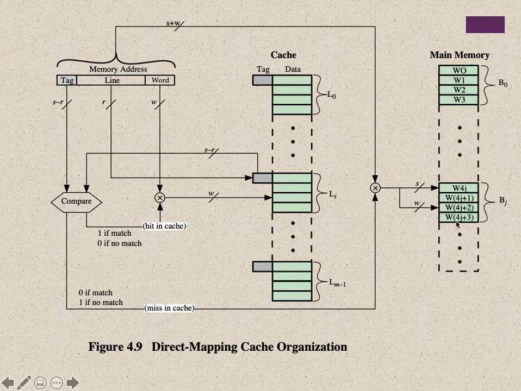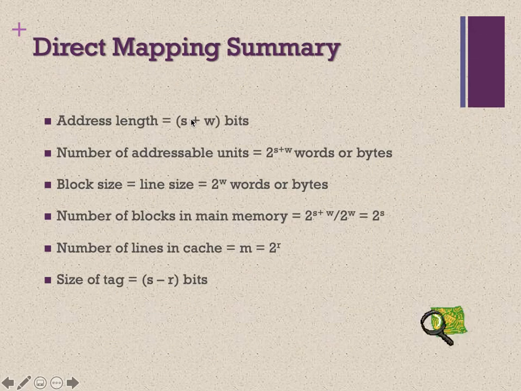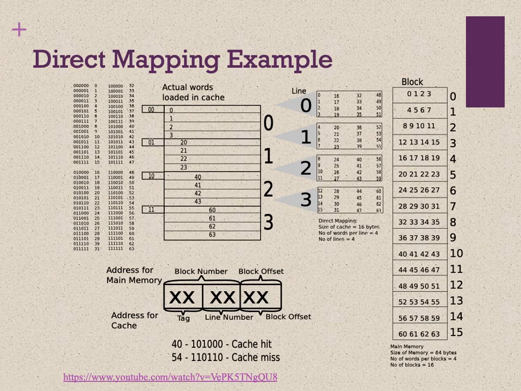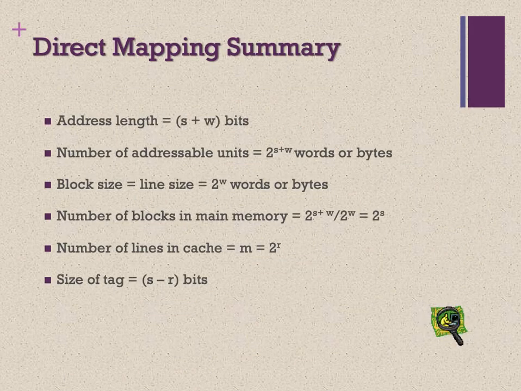So this main memory is mapped to cache, and this cache is accessed using this distribution of J modulus M. All right, so this is the direct mapping summary. I explained this example with the 64 word main memory and 16 word cache memory, but this is more general for the W and the S, so I hope you can go through it.